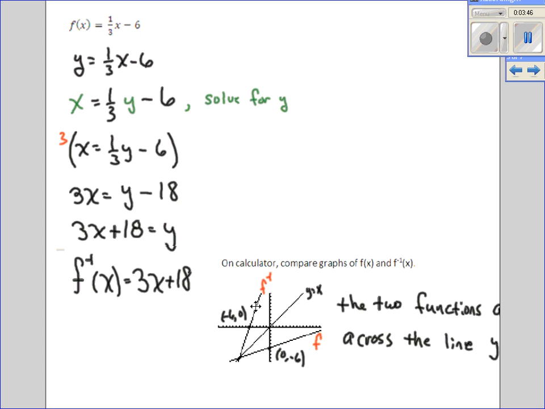And you can see if you fold the graph on the line y equal x, these are mirror images of each other. So that's a nice way to double check that you actually do have an inverse function. And then also notice that, say, the point (-6, 0) corresponds to the point (0, -6). So between the inverse function and the original function, any one point (x, y) will have a corresponding point (y, x).